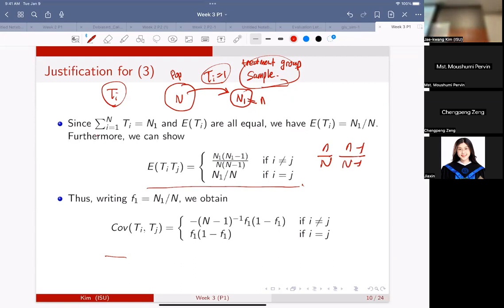Other than that, yeah, exactly the same. So the covariance between Ti and Tj, if Ti equals 1, is just F times 1 minus F. By the way, F is originally the sampling rate. So in our context, this is a simple random sampling context. But if it's a completely randomized experiment, this is N1 divided by N, because N refers to the sample size, capital N.